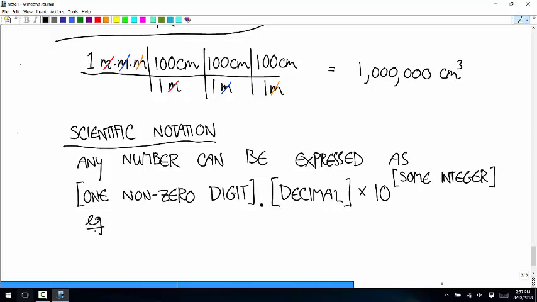So for example, the number negative 3,481.9, you can write that as negative 3.4819 times 10 to the third. 10 to the third is 1,000, so you get 1,000 times this, and that's the original number.